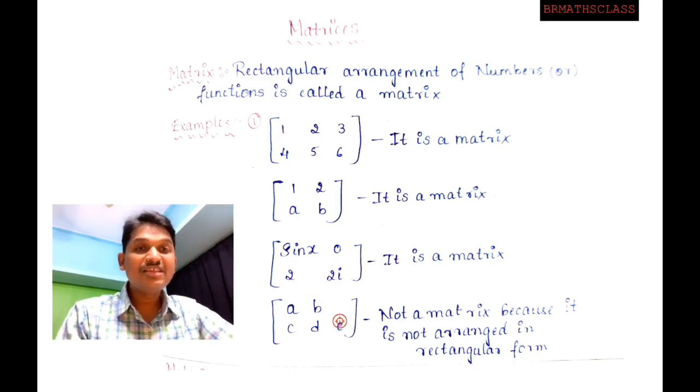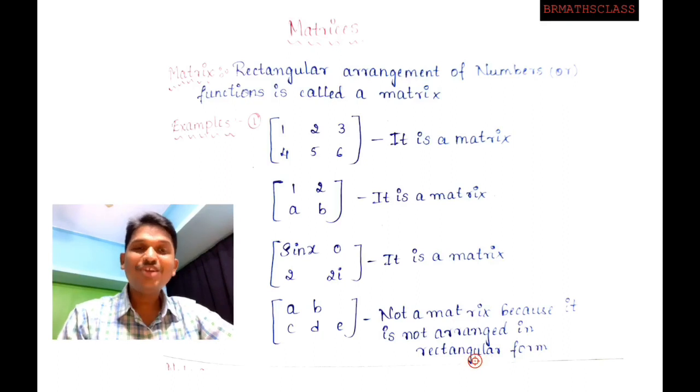You observe this example, what type of arrangement it is. You can see here a number is missing. This is not a rectangular arrangement. You join these numbers, the shape will come like this. It is not a matrix because it is not a rectangular arrangement.